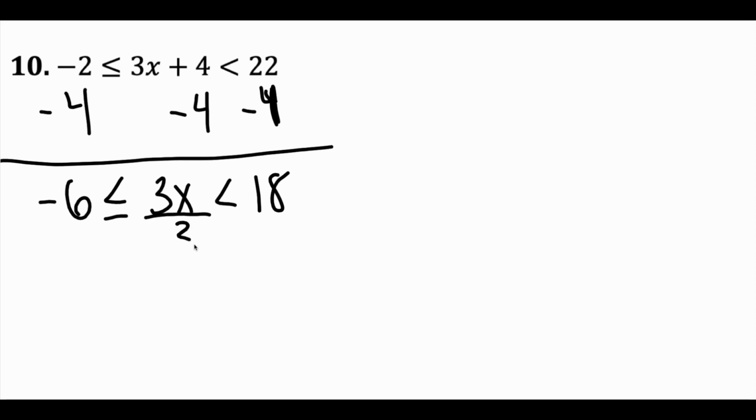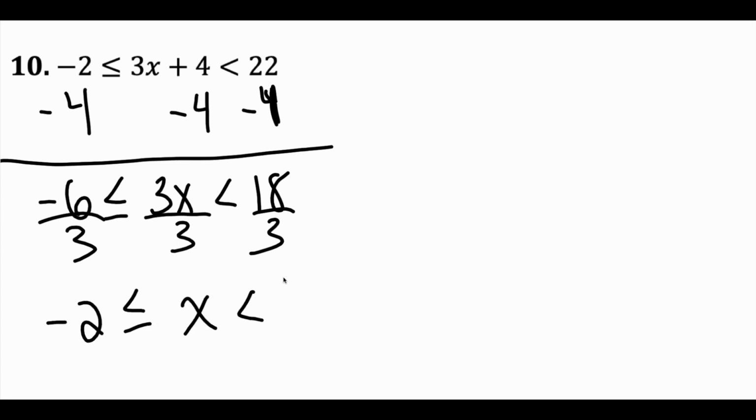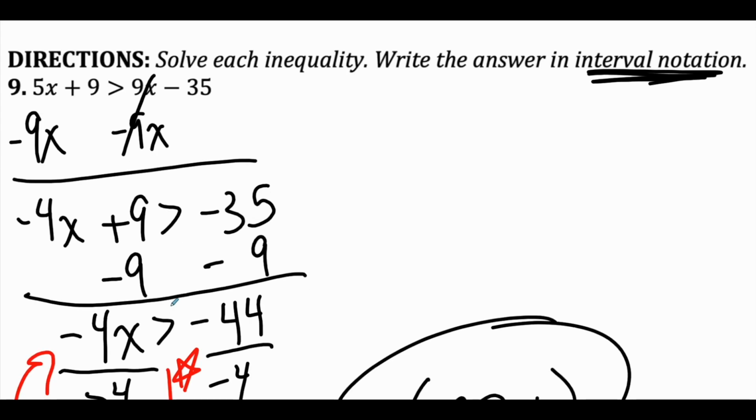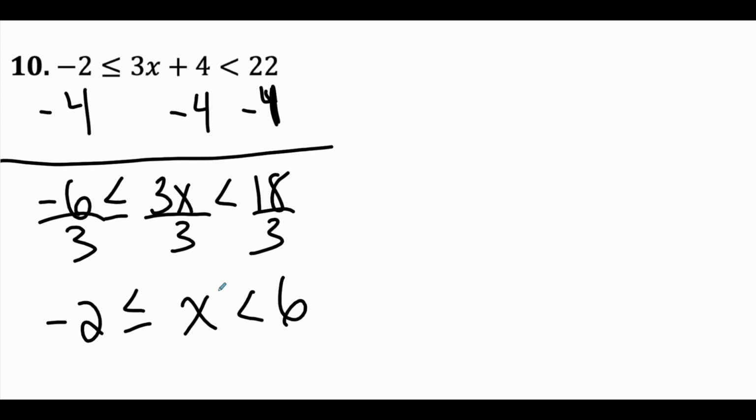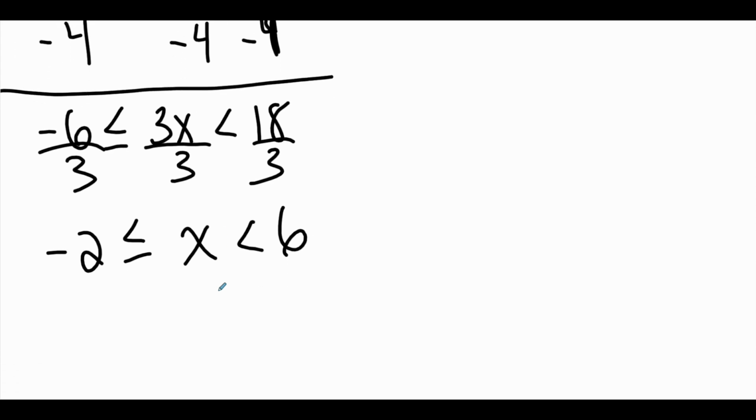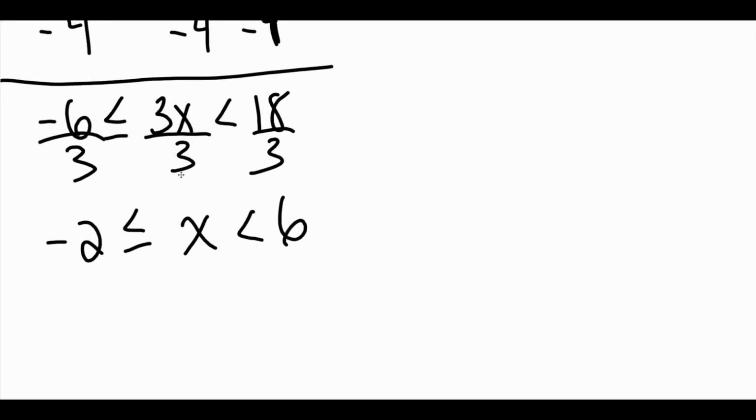Now I need to divide by 3. Again, do that everywhere. I will not flip the signs here because the number I divided by is a positive 3. So this will be negative 2 is less than or equal to x is less than 6. The only time you flip the sign is when that number you're dividing by is negative, like we divided by a negative 4 here. So that's when we flip it. Just because I know some people are like, well, the 6 is negative. Doesn't that mean we flip it? No, it's only when this number on the bottom that we're dividing by is negative.